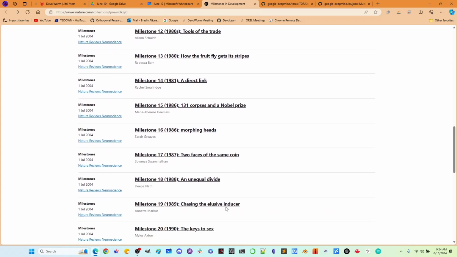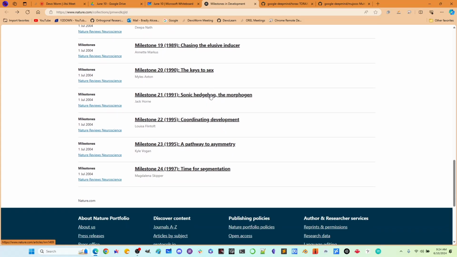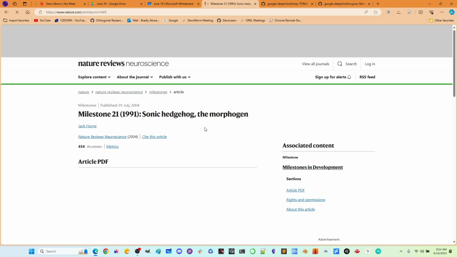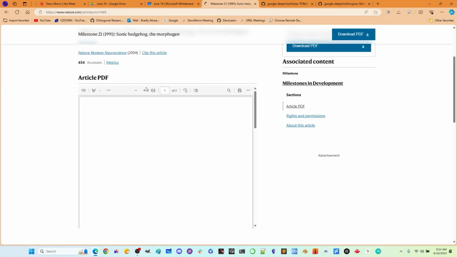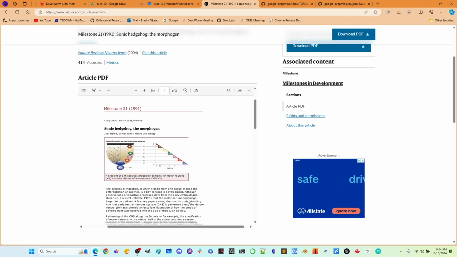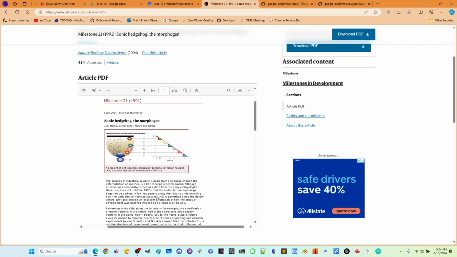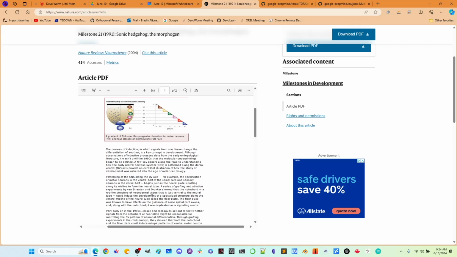And so there are a lot of articles in here on different things going on in developmental biology. Let's see if I can find another one. This one is Sonic Hedgehog, the morphogen. This milestone was in 1991. So this is about these sort of morphogen gradients, and so this kind of follows from Turing's work in the 50s, but this is where they're actually trying to discover some of these molecular underpinnings of induction, tissue induction, and morphogenesis.